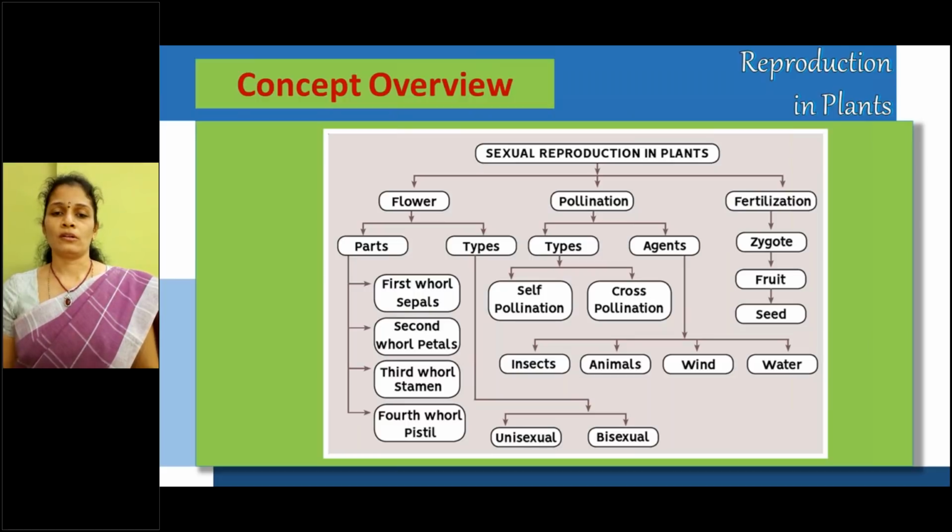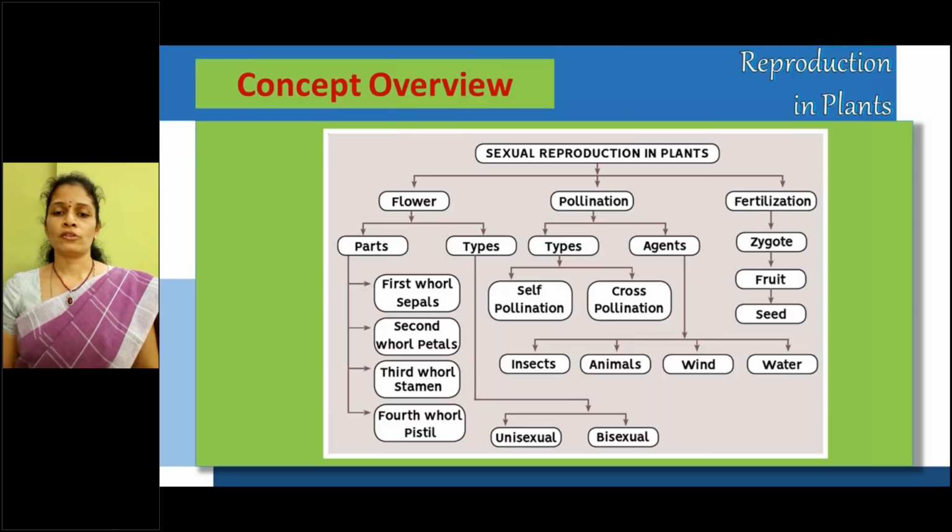Now after the flower, let us see the pollination. What is pollination? The transfer of pollen from the anther to the stigma is called pollination. Now the pollination is of 2 types, that is self-pollination and cross-pollination.